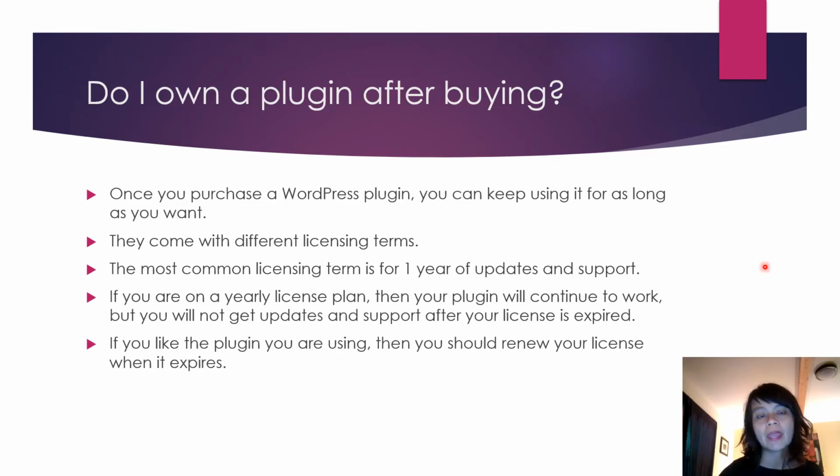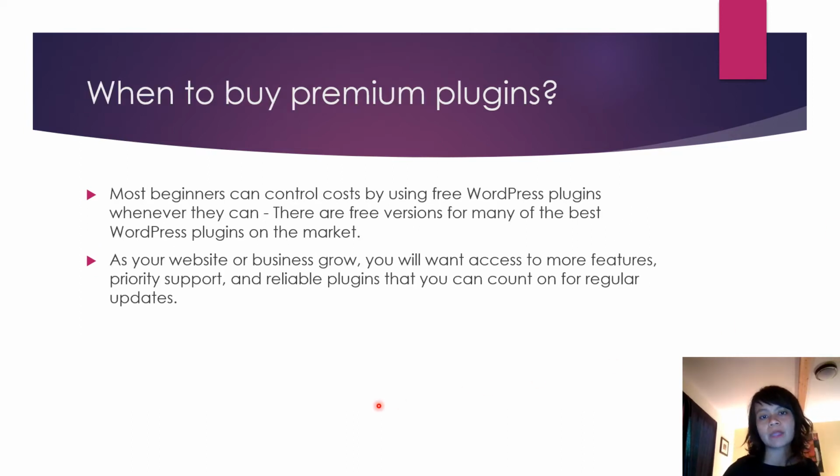Okay. And do you own a plugin after buying it? Once you purchase a WordPress plugin, you can keep it for as long as you want. They can come with different licensing terms. The most common licensing term is for 1 year of updates and support. So if you're on a yearly license plan, then your plugin will continue to work, but you won't get updates and support after your license has expired. If you like the plugin you're using, then you should continue to renew your license when it expires. Without the updates, support and maintenance, you might run into trouble in terms of security breaches and in terms of whether it will continue to work properly. So it's a good idea to renew it when it expires.